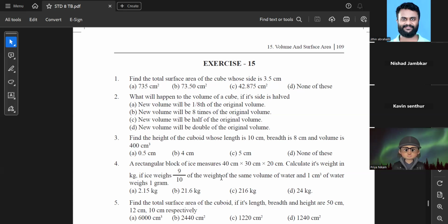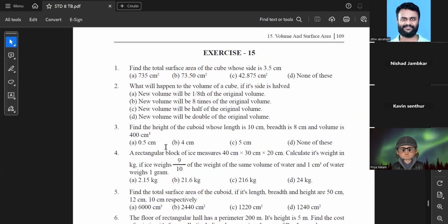Yeah, dear children. Before we go to the exercise problems, let me just check. I'll do one thing: I'll first solve the worksheet of this one, and then I'll come to the exercise. Just a minute. Let me open the worksheet.